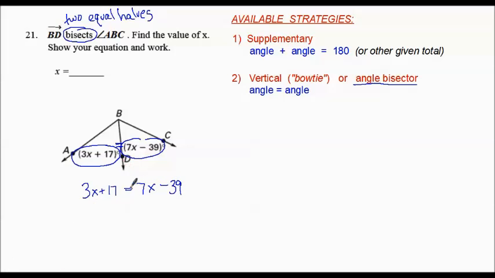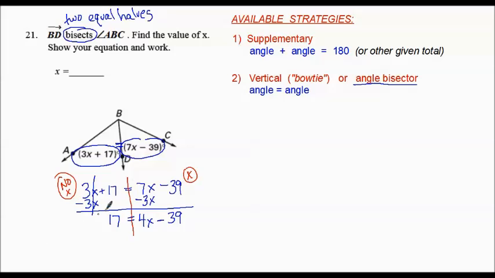So I'm going to solve this equation. I'm going to make this my x side and this my no x side. And because this is the no x side, this 3x term should not be there, so I'm taking it away. And what I do on one side, I must do on the other. So I have 17 is equal to 7 minus 3, 4x minus 39. I have to go back and check, make sure everything's okay. This 17 does not have an x, so it's good on the no x side. This 4x does have an x, and it's on the x side.